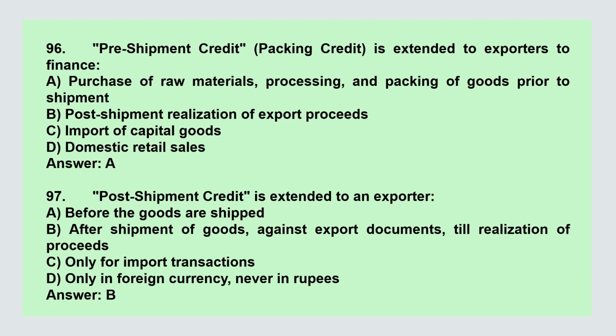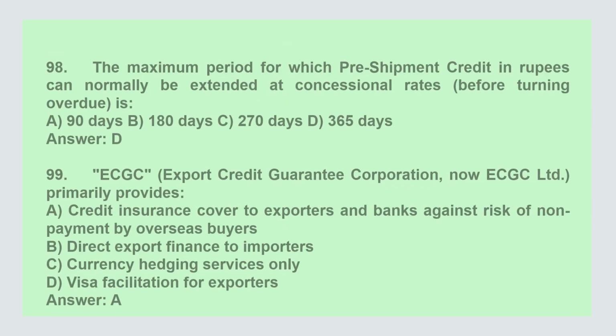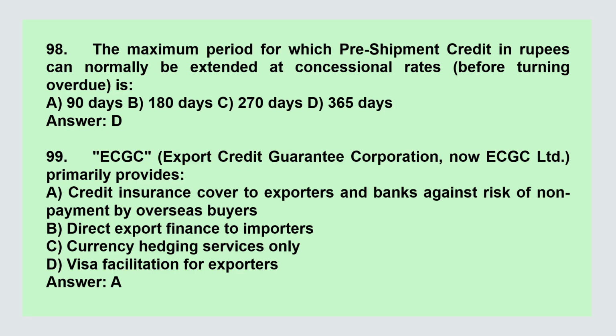Pre-shipment credit, packing credit, is extended to exporters to finance. Answer A: purchase of raw materials, processing and packing of goods prior to shipment. Post-shipment credit is extended to exporters. Answer B: after shipment of goods against export documents till realization of proceeds. Maximum period for which pre-shipment credit in rupees can normally be extended at concessional rates before turning overdue is answer D: 365 days.